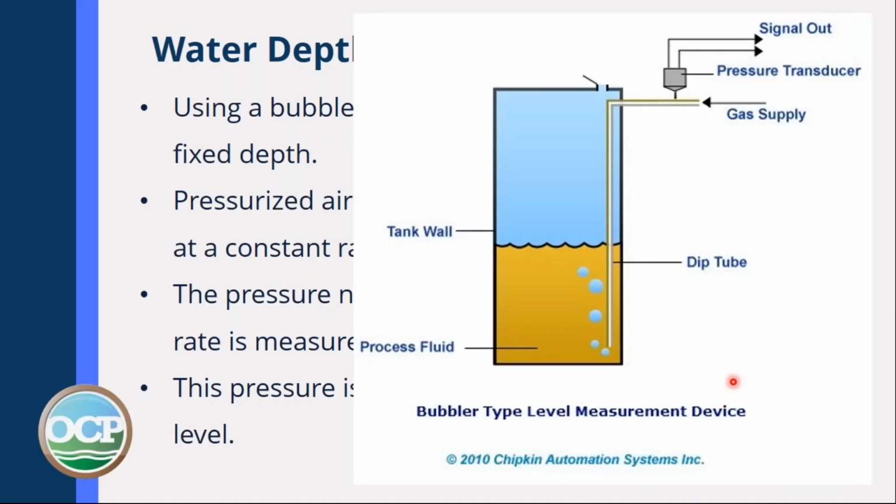And here is what it looks like. Here's your air coming in. You get a certain rate of bubbling. As the water level drops, you're going to need less pressure to get the same rate. As the water level increases, you're going to need more pressure to keep that same rate. So again, by doing a little bit of math, or letting the computer do that math for you, you can have an idea of the depth of the water at that point.